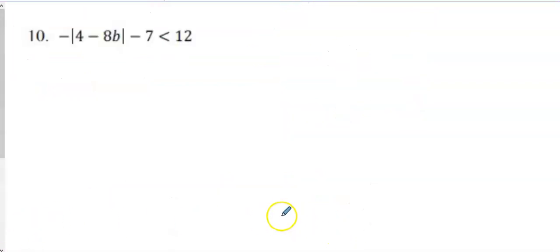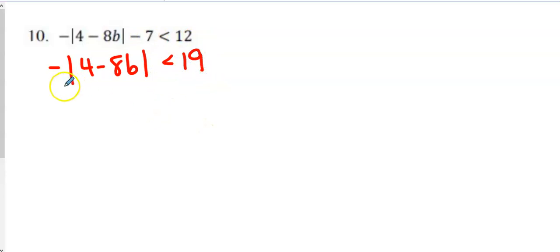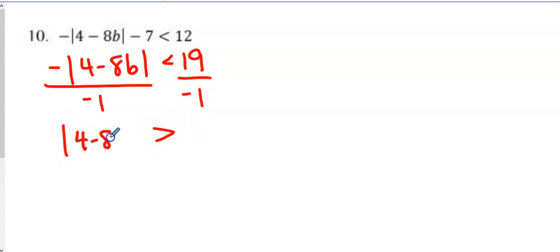Number 10. Once I isolate my absolute value, I'm going to add 7. That's negative absolute value of 4 minus 8b is less than 19. When I divide by -1, I have to switch this symbol. Remember, I told you if you have a negative number over here, look and see. If it's less than, it's no solution. If it's greater than, it's all real numbers.